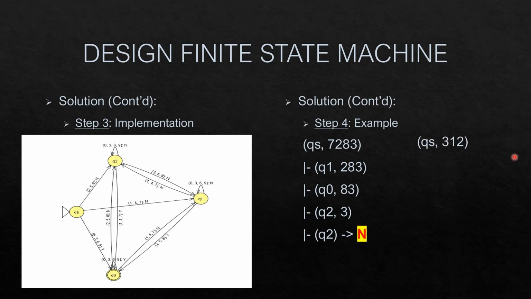Let us check another example. QS, 312. So from QS, on getting 3 as the input, we will transit to Q0 state. From Q0 state, on getting 1 as the input, we will transit to Q1 state. And from Q1 state, on getting 2 as the input, we will transit to Q0 state and put the output as Y. That is, yes, the given number 312 was divisible by 3.